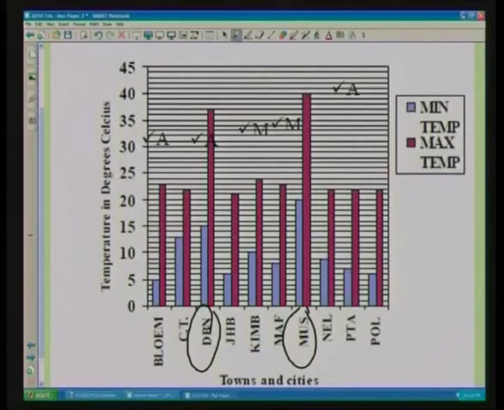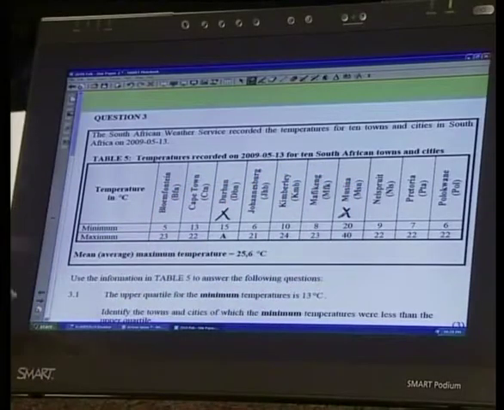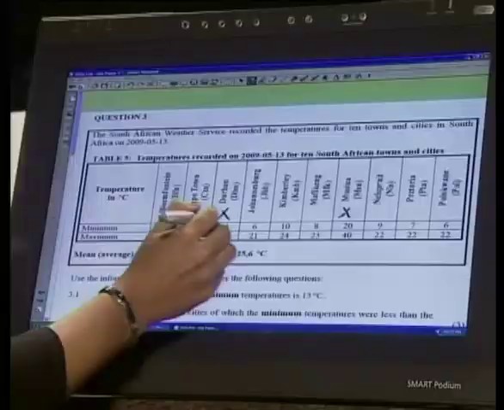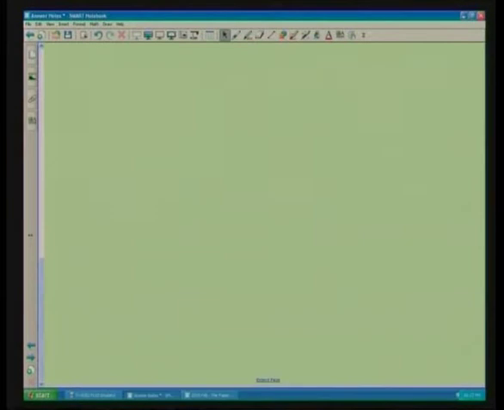Okay, so from the table, I'm going back to the table that they originally gave me. We're looking at the Durban values and we're looking at the Musina values. So we want to know which of those towns had a bigger difference. Now, what does the word difference mean? Difference means subtraction. In other words, they want you to subtract the minimum temperature from your maximum temperature. So the 37 was over here, that was our Durban value. So if I first work out Durban, and then we're going to have a look at Musina.